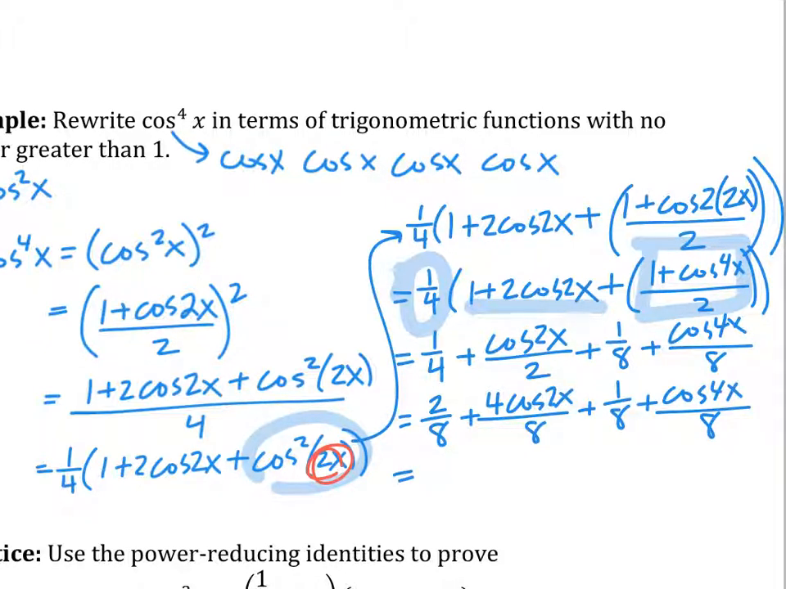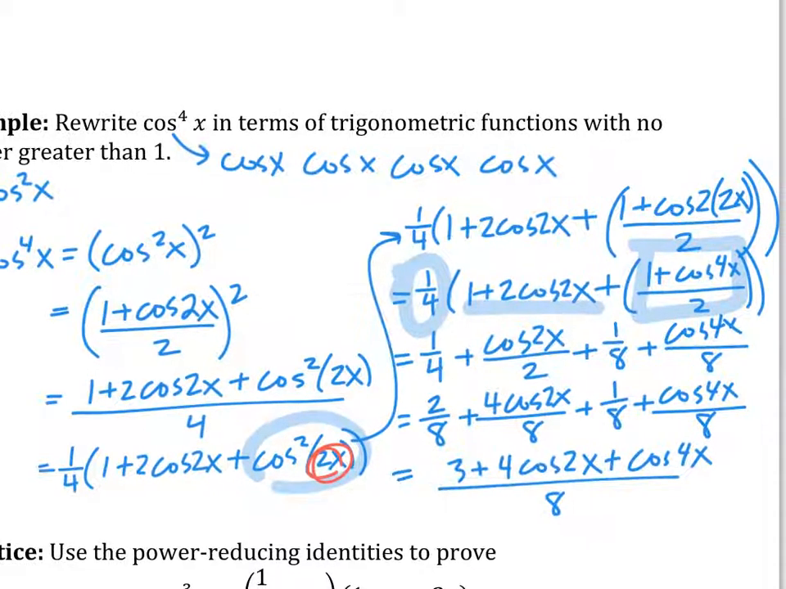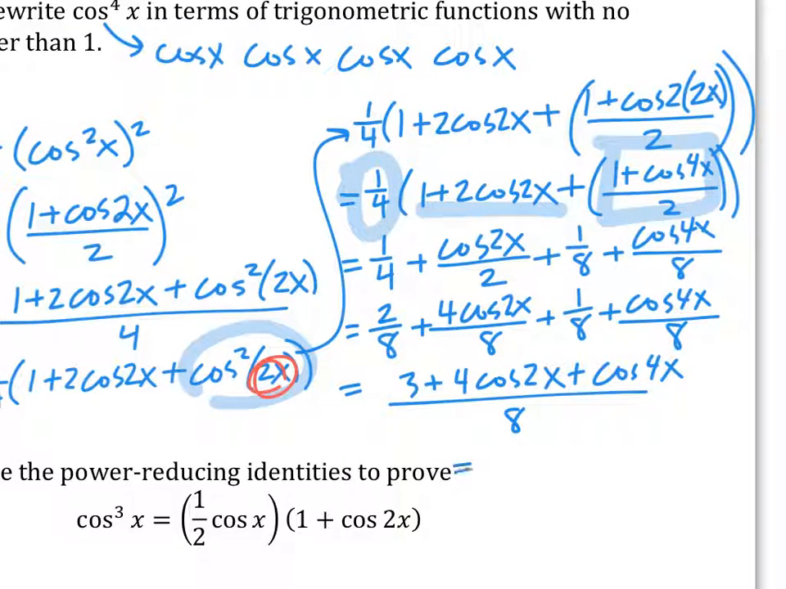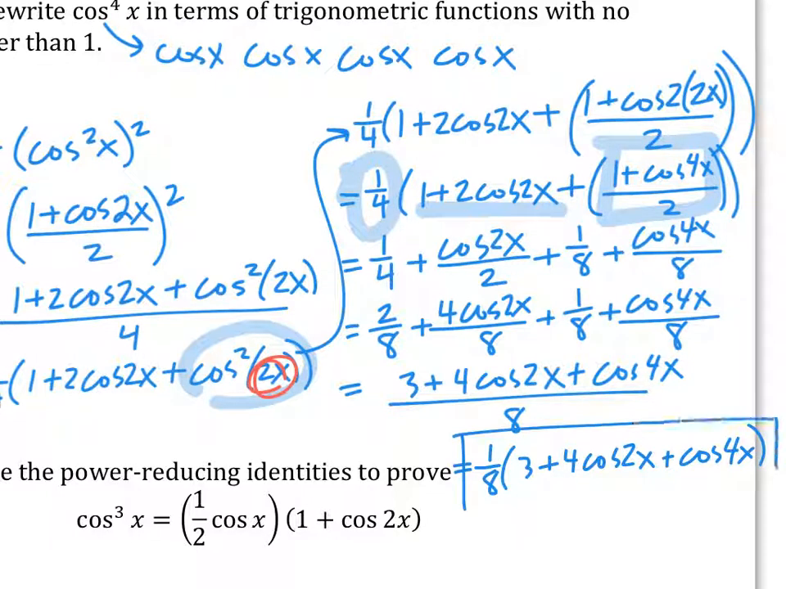All right, combining all things together: 3 plus 4 cosine 2x plus cosine 4x over 8. And the last thing we can do is just pull that 1/8 in the front: 1/8 times 3 plus 4 cosine 2x plus cosine 4x. And we are done. Now, no powers are greater than 1. I know there's a lot of algebra in this. It is doable. It's just a little long.